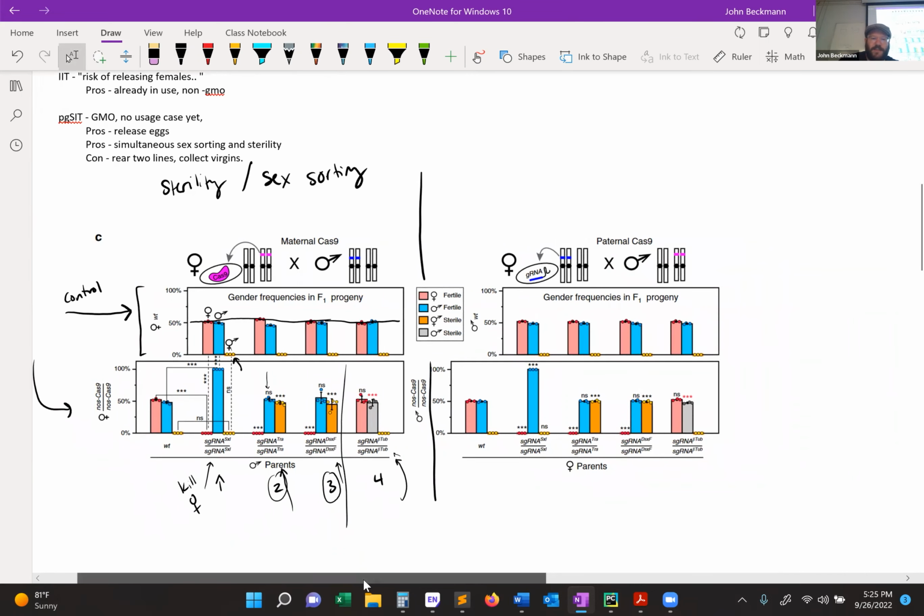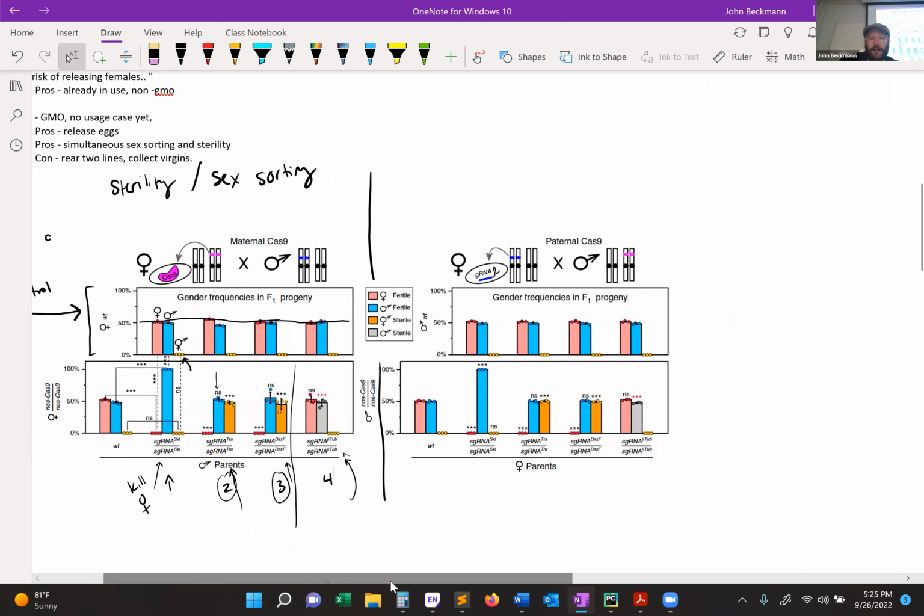Okay, so that's the left side. What's the right side, and why does it matter? In this one, the males are edited.